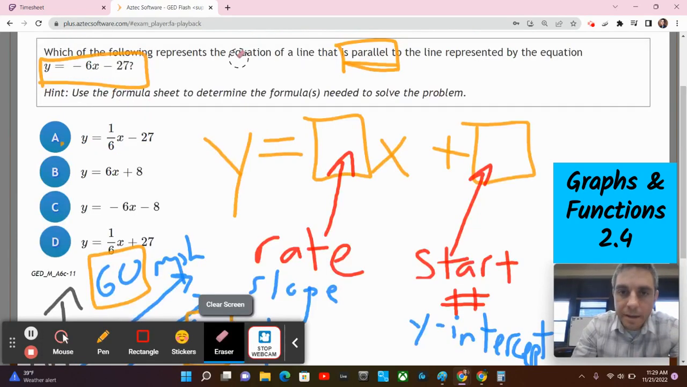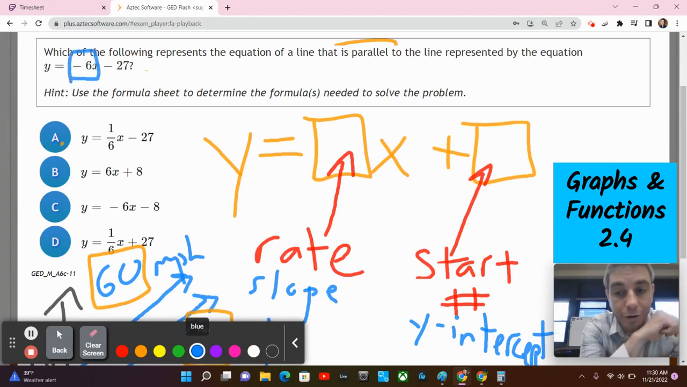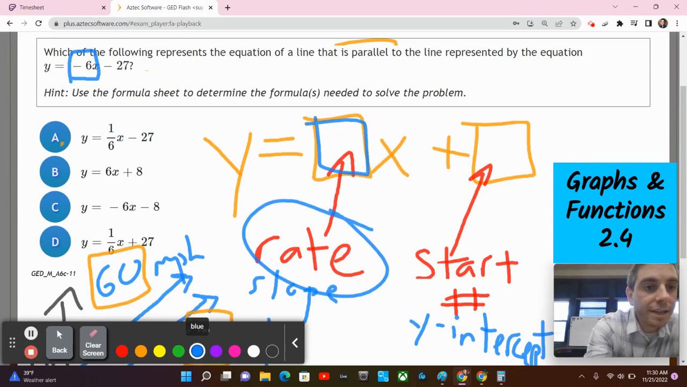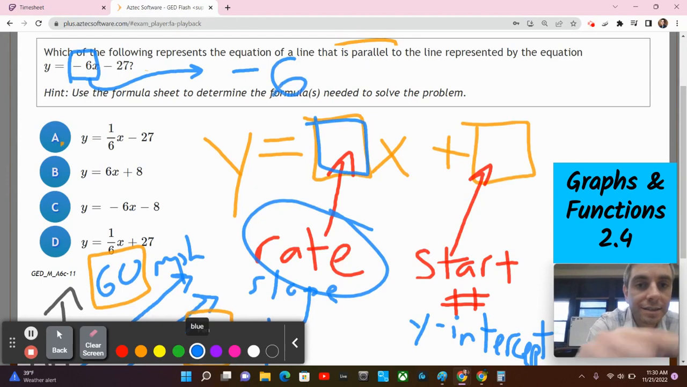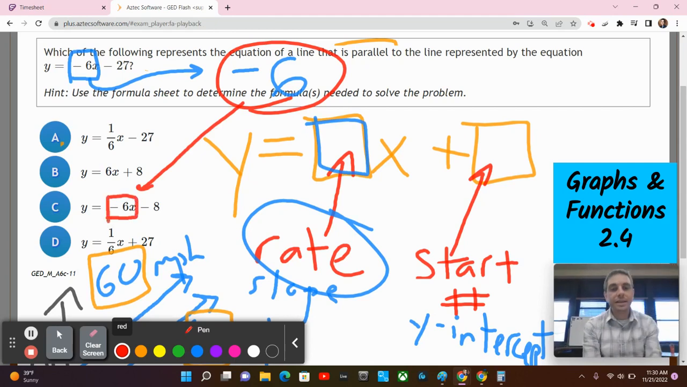So what we want to look for is the equation which shows the same slope as the one that they've given us. So in the instructions, the slope or the rate of that equation is the number that's multiplied by x. So the rate according to the equation in the instructions is negative 6. So we just need to find an equation that also has the same rate of negative 6. And that's right here with letter C. Letter C has negative 6 times x as well.